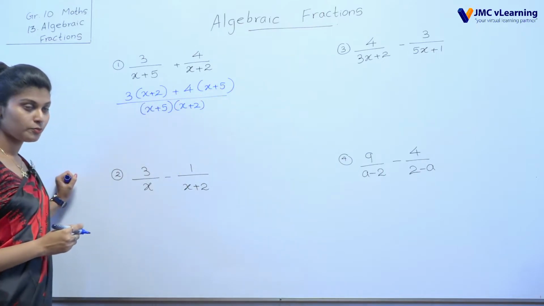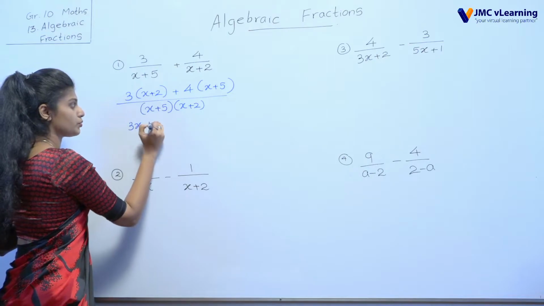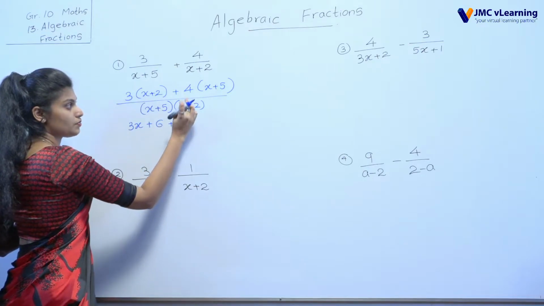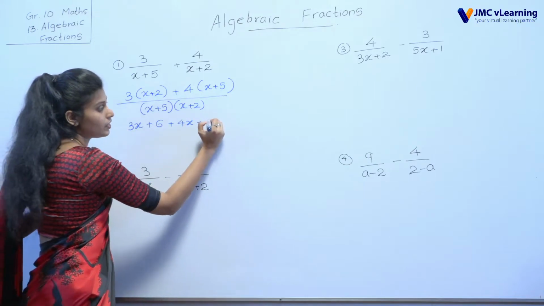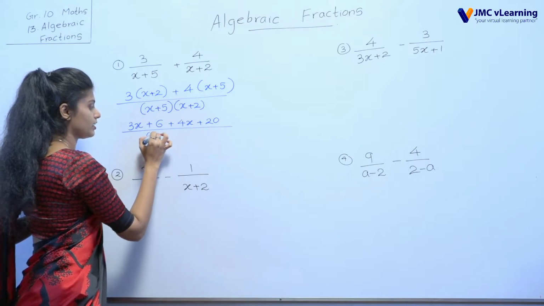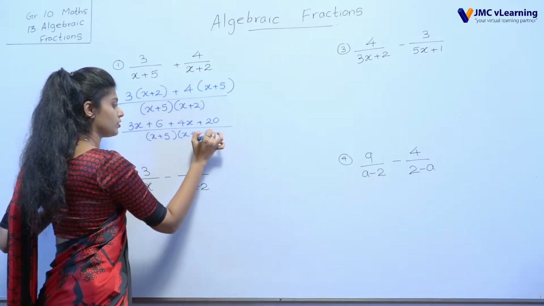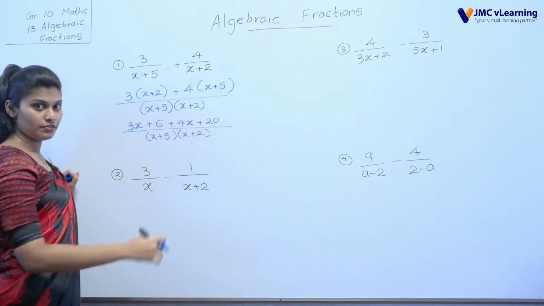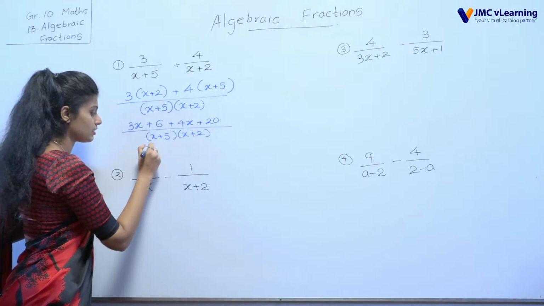Let's simplify the numerator. 3 into x, 3x, 3 into 2, 6, plus 4 into x, 4x, plus 4 into 5, 20. Denominator is x plus 5 into x plus 2. Let's simplify the numerator further. 3x plus 4x, 7x.